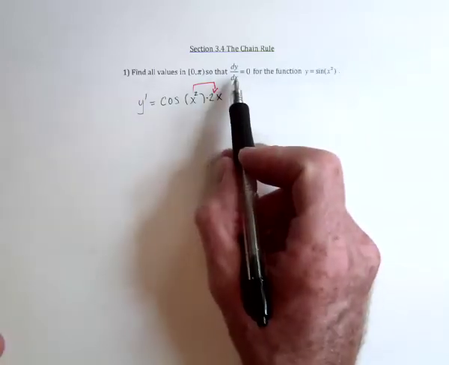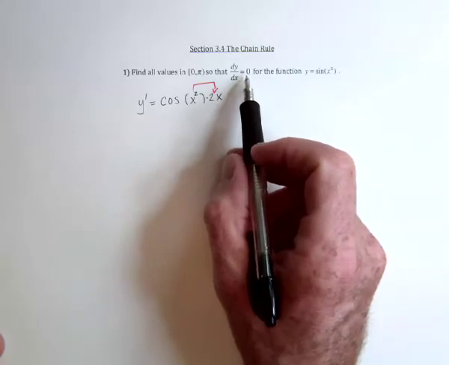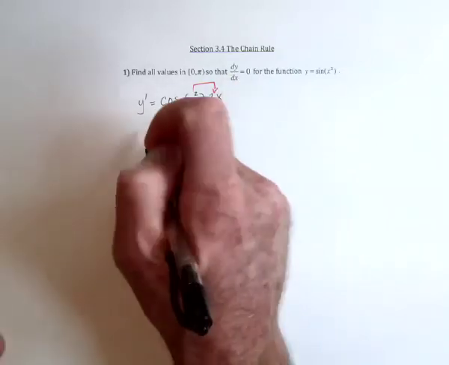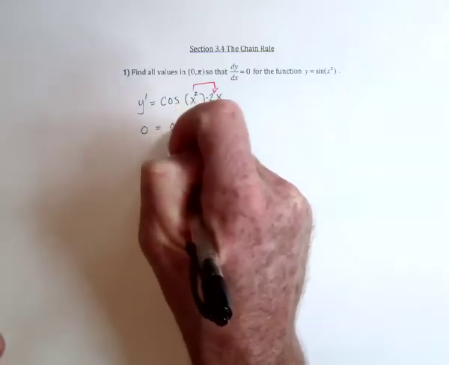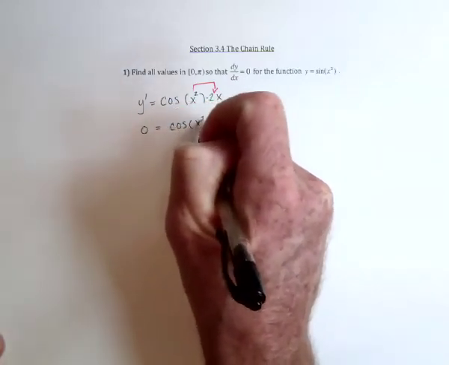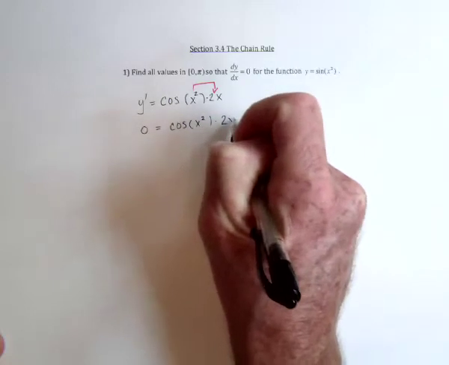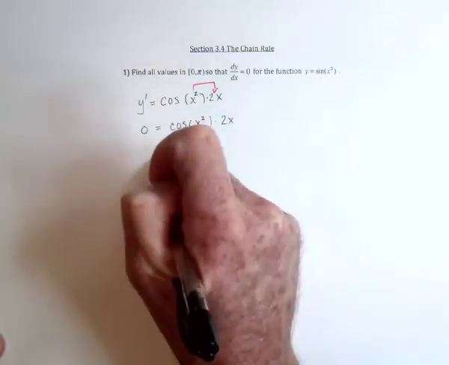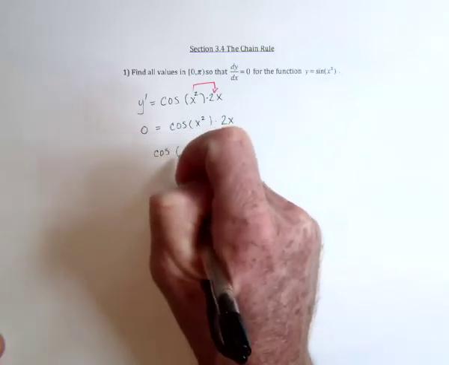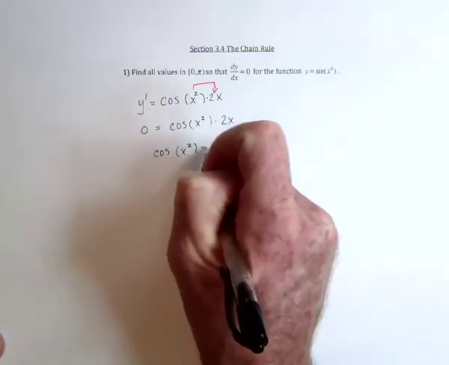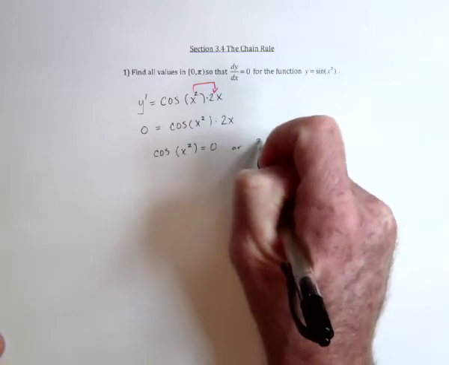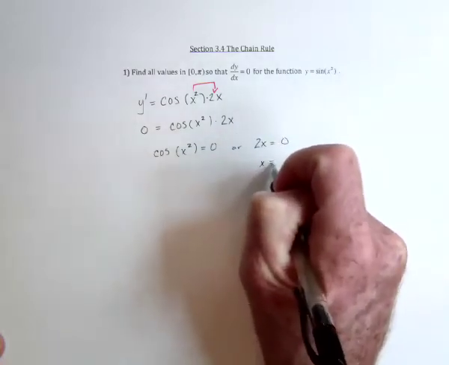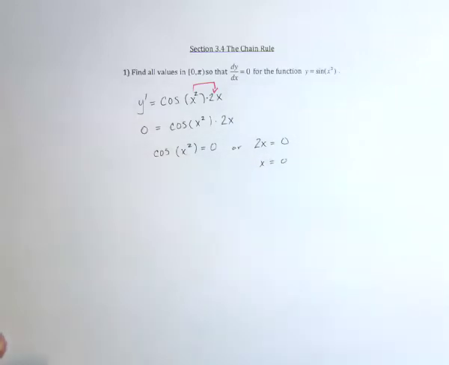Next, find out where the derivative is equal to 0, or in other words, where the slope of the tangent line is equal to 0. So then we've got one trig function and one algebraic function. We set each one equal to 0. So one of them says, where does cosine of x squared equal 0? The other one, when does 2x equal 0? So of course this one is x equals 0.